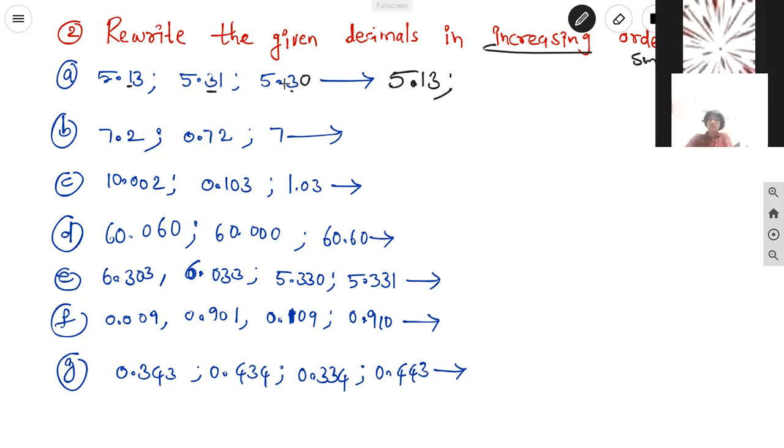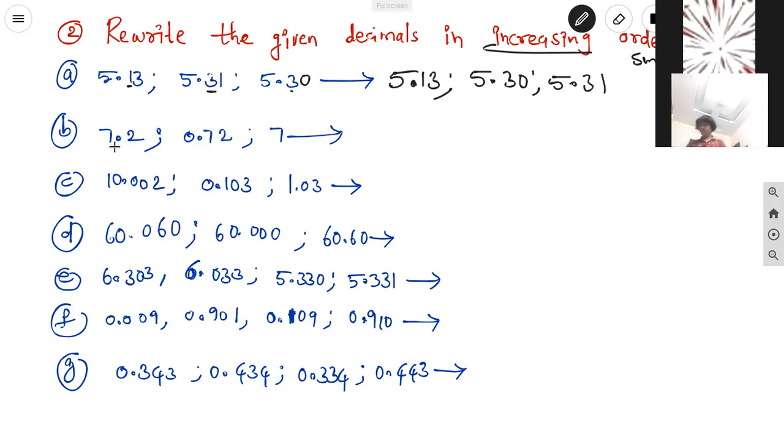Then the other two numbers have the same 10th digit. Then we compare the 100th digit. Here 0 is there, here 1 is there. So first write 5.30, then write 5.31. This is the increasing order.